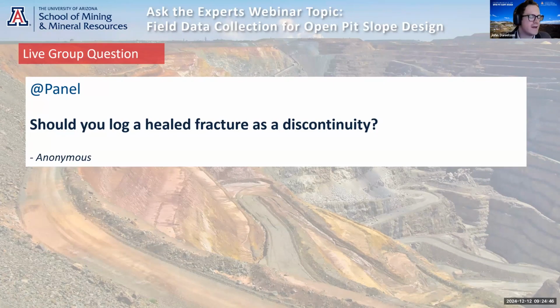Maybe one thing I'll add is, again, I certainly agree with all that. I have seen folks miss discontinuities that are infilled by a stiff clay if it's thin. To make sure you're not doing that, it's good to run your hands along the core and give it a little finger pressure to make sure you're not missing any of those types of discontinuities.